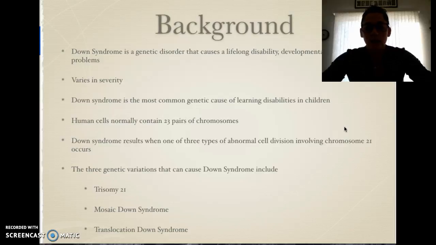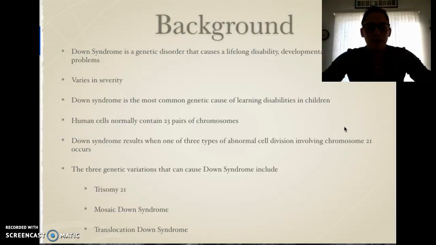So what causes Down syndrome? Human cells normally contain 23 pairs of chromosomes. One chromosome in each pair comes from the father and the other from the mother. Down syndrome results when one of three types of abnormal cell division involving chromosome 21 occurs. All three cell division abnormalities result in extra genetic material that comes from chromosome 21, which is responsible for the characteristic features and developmental problems of Down syndrome.